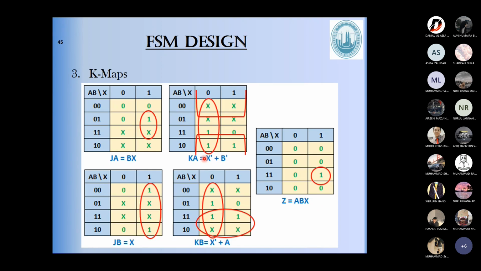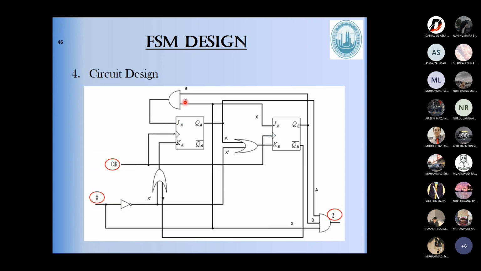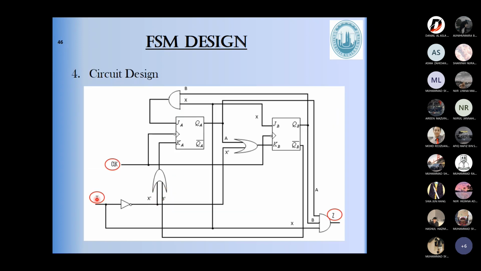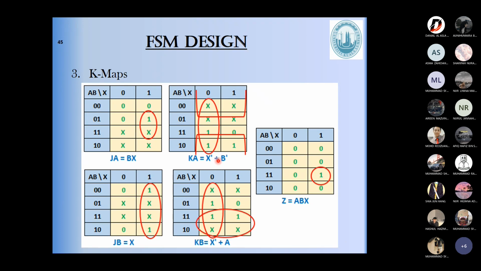Right? So look. JA is BX. So this is JA. I pull one from X. Okay, there is an external input, we have X here. And then pull one from B going to an AND gate, going to JA. So I get BX. KA is X bar plus B bar. So here, X bar from the external input, I bar it using NOT, and OR it with B bar, and then supply it to KA. So I have finished JA and KA.